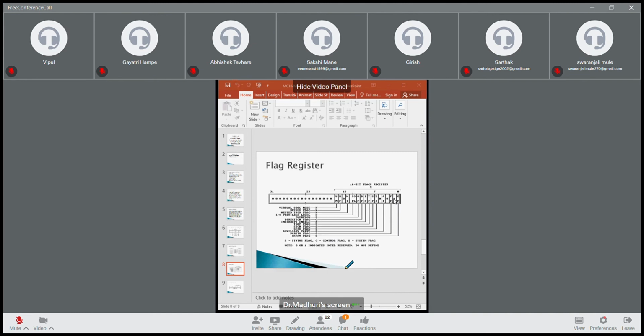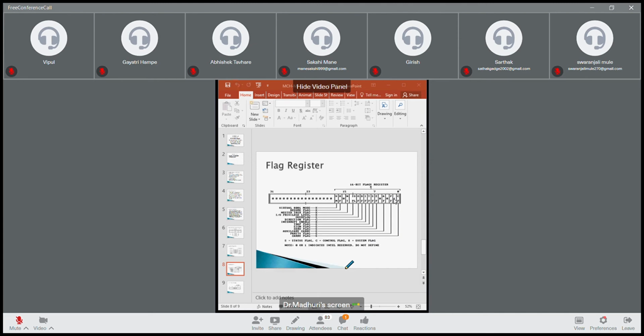That is the IOPL. When the protected mode instructions are used by the processor, it holds some privilege level, and that kind of information we will get from this particular flag register. That is the IOPL.